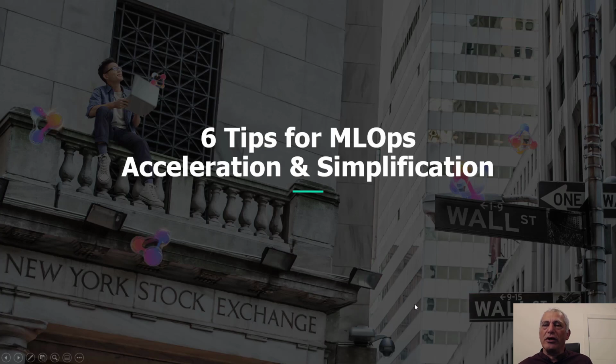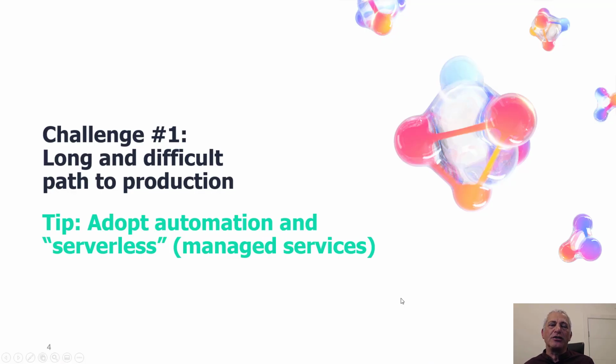So let's start with the first challenge. The first challenge is the fact that it takes so long to take something into production, into something that really works online in a real business application. And the key tip here is to adopt automation. Automation meaning having managed services, having the notion of serverless. So you can take your code or your piece of work and productize it in a relatively fast and resource non-intensive way.